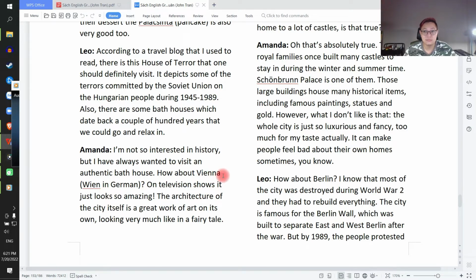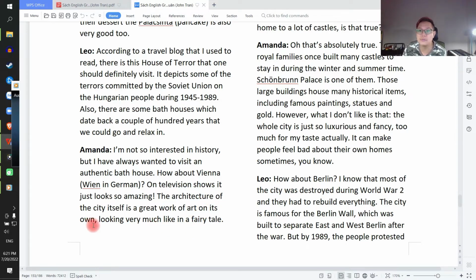How about Vienna? Or in German is Wien. On television shows, it just looks so amazing. The architecture of the city itself is a great work of art on its own.